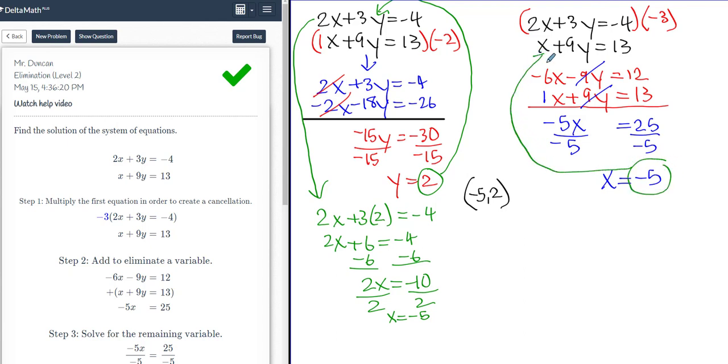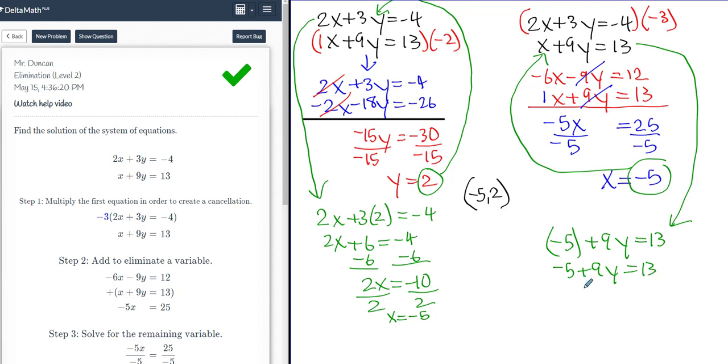I just want to finish this off to make sure it's super clear though. I'm going to go to the bottom equation just because I think it's easier, and I'll finish it off down here. So I have negative 5 in parentheses plus 9y equals 13. That's really just going to simplify to negative 5 plus 9y equals 13. And then let's see, I add 5 on each side, and we have 9y is equal to 18. And then divide by 9 on each side.